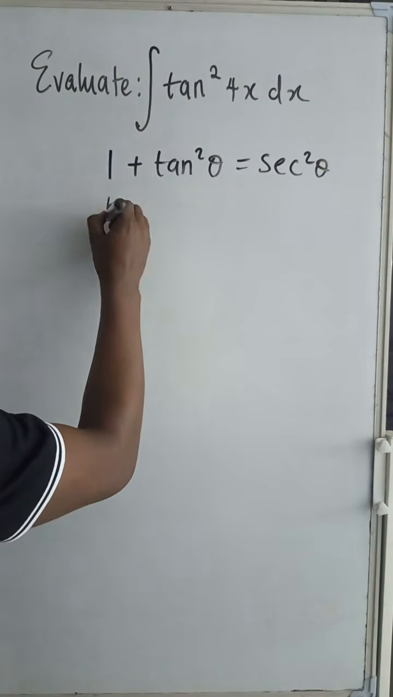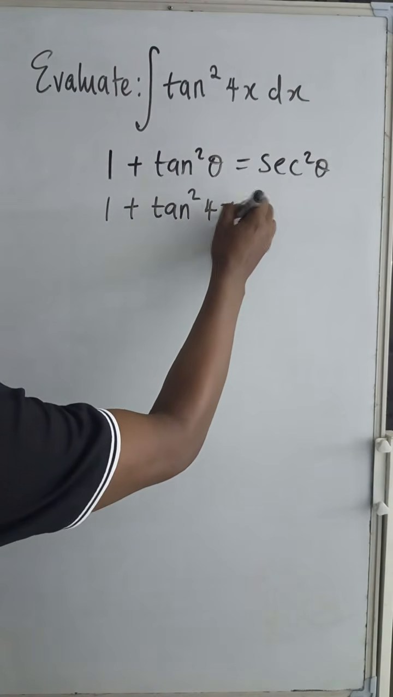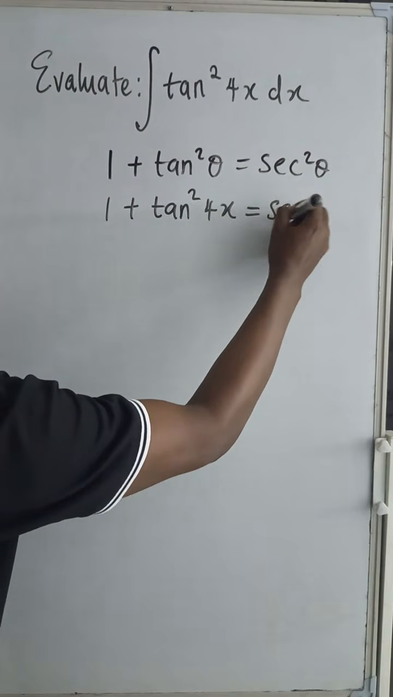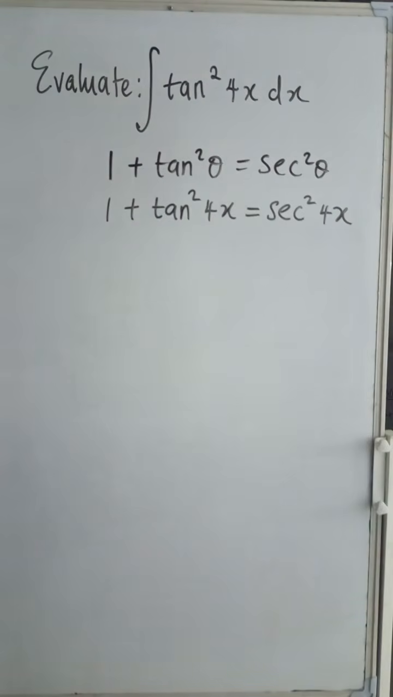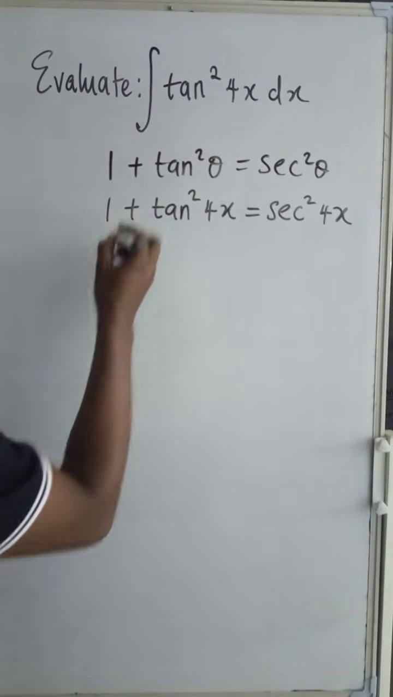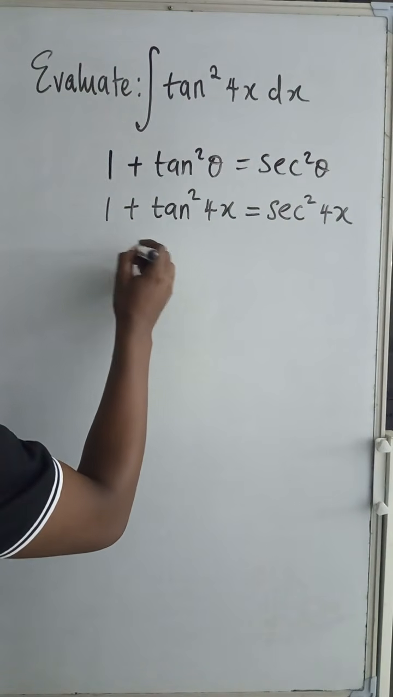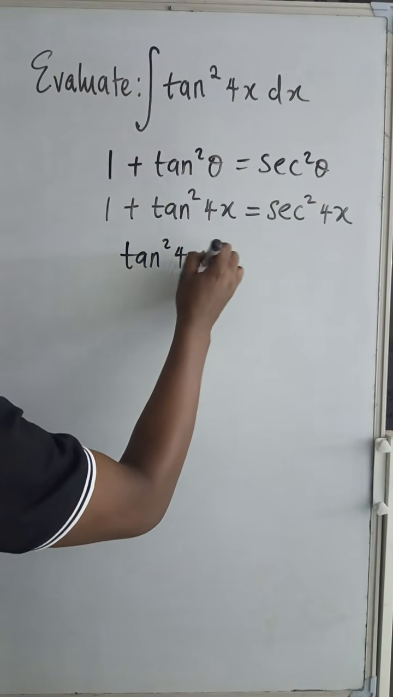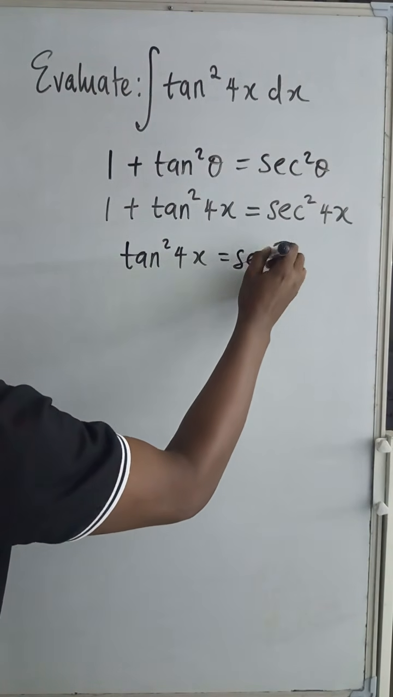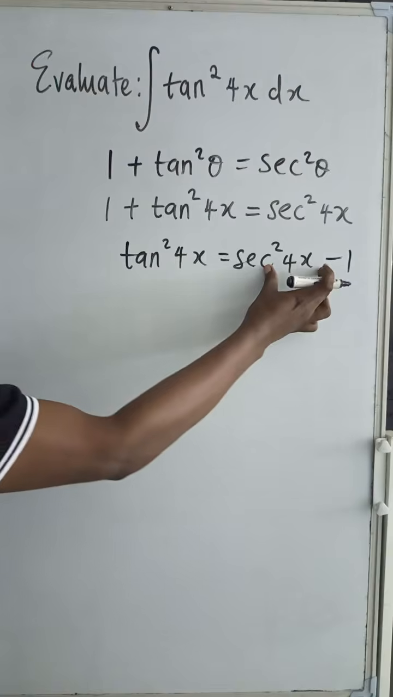Meaning that when we have 1 plus tan square 4x, it is equal to sec square 4x. So let's make this one the subject of the formula. Let's reduce that particular integral, and the reason is that we don't have a standard formula for this. So we are going to have tan square 4x is equal to sec square 4x minus 1.